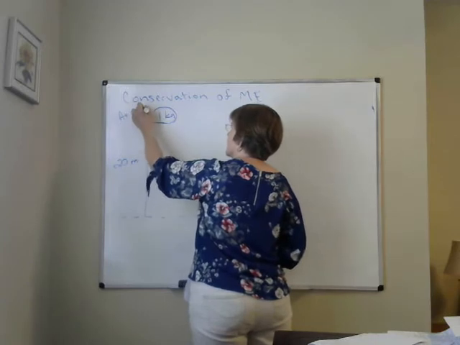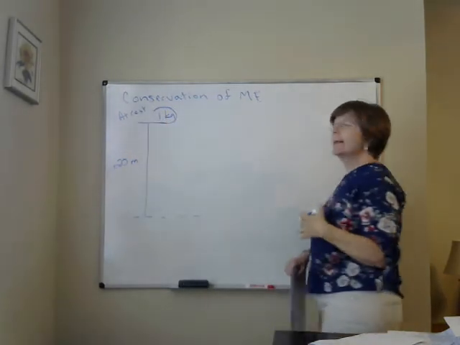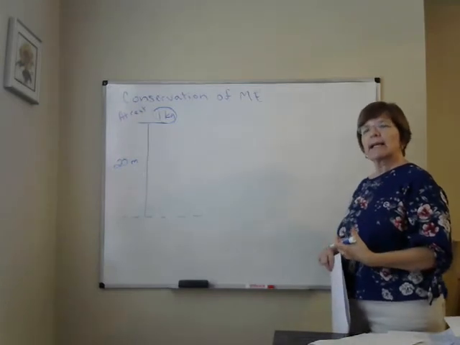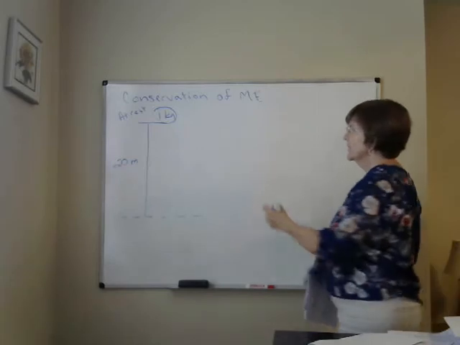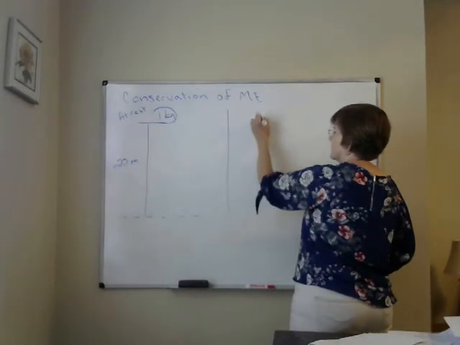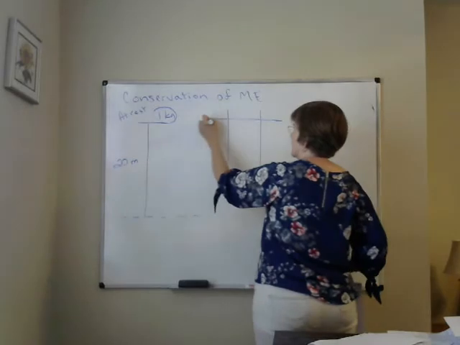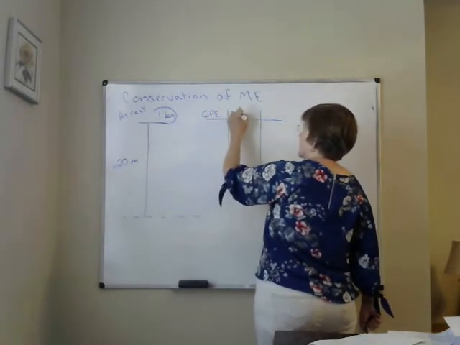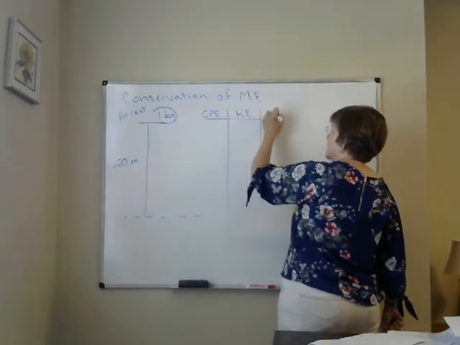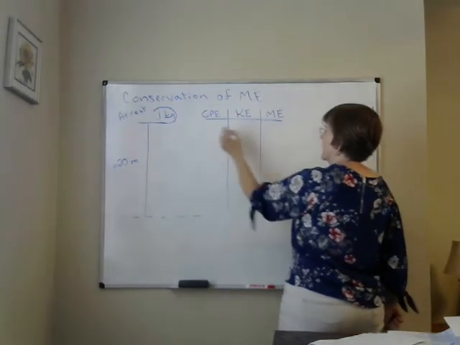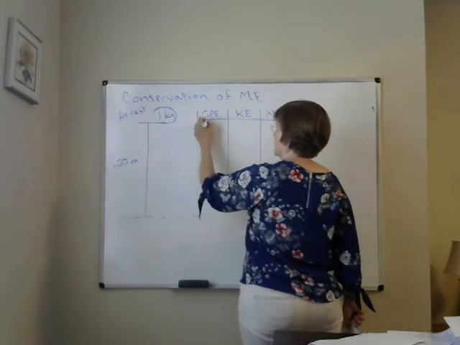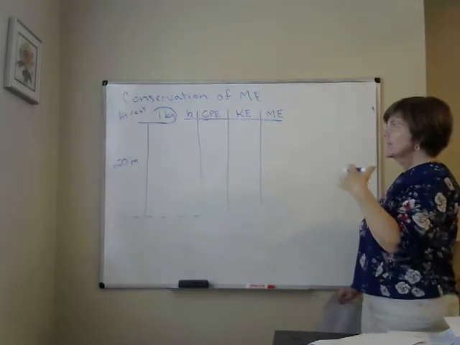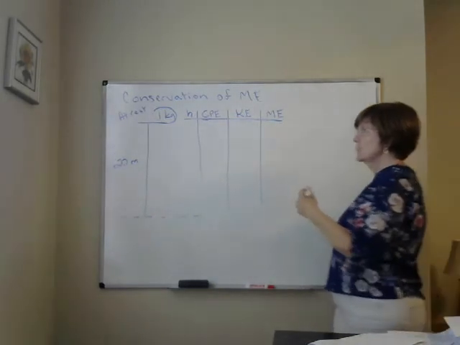Then I can stop and I can actually make a table. How much potential energy does it have? How much mechanical energy does it have? What is my total energy? So, let's have one more column. Put it at the beginning. Call that column H for height. Right now at the beginning of this problem, the height is 20 meters.